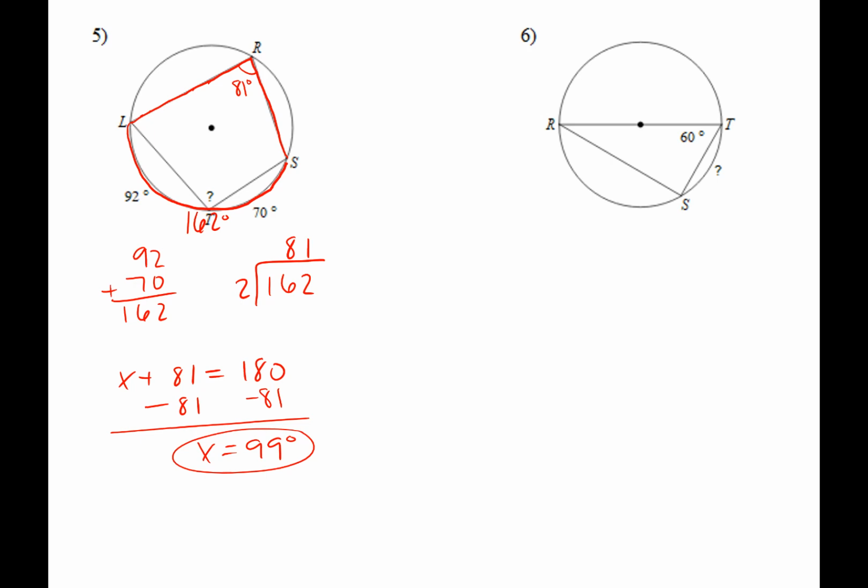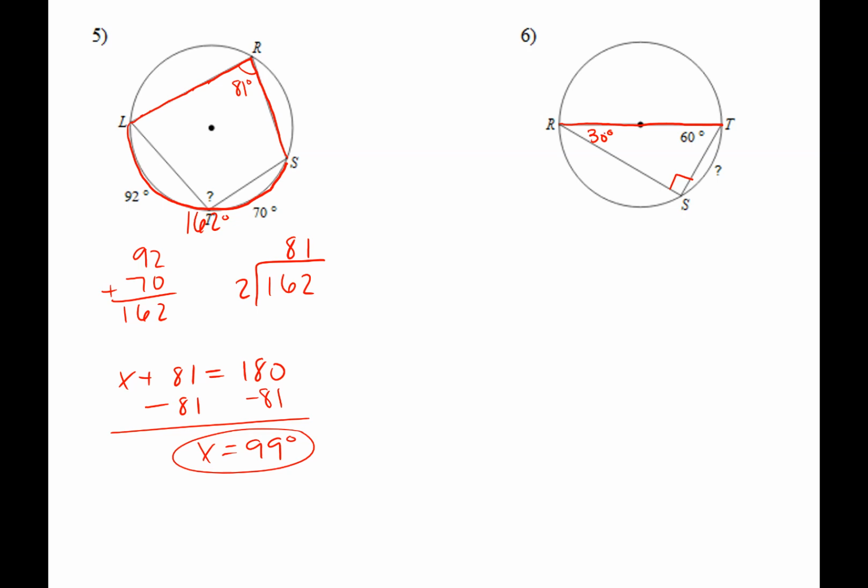This one uses another property we learned. If you have a triangle inscribed in a circle where one of the sides of your triangle is a diameter, then that triangle must be a right triangle. So if that's a right triangle, then I know all the angles in a triangle, regardless, add up to 180. I have 60 and 90. If I add them up and subtract, I end up getting 30 degrees.